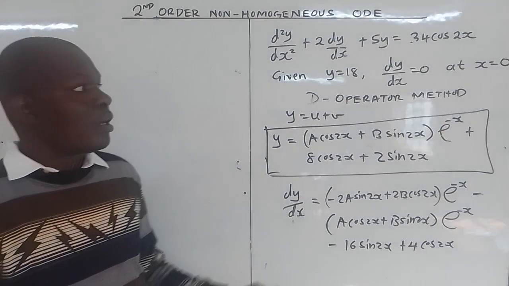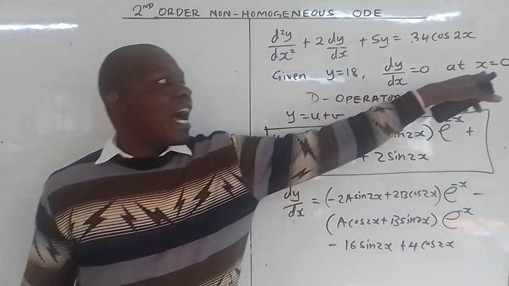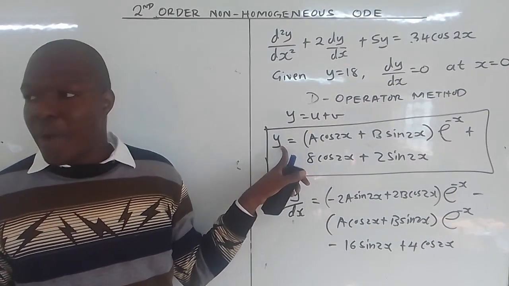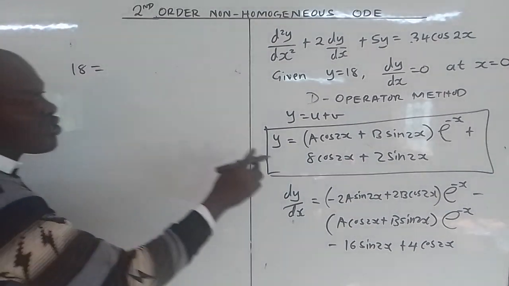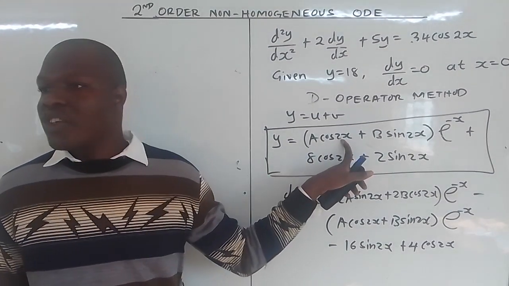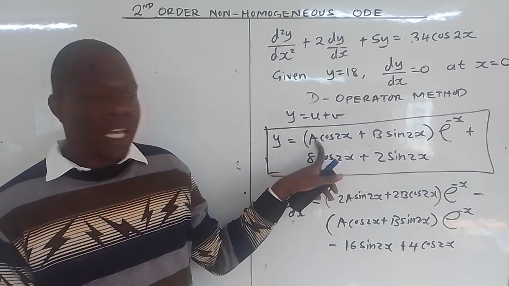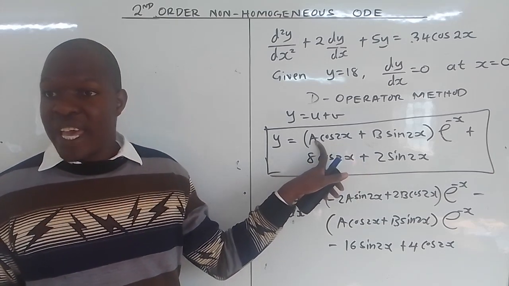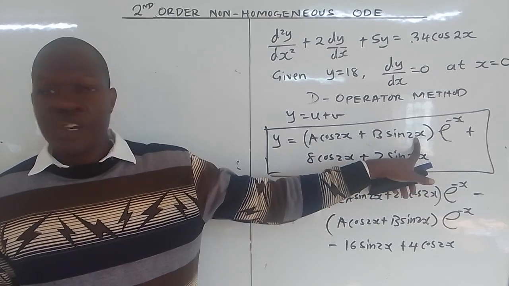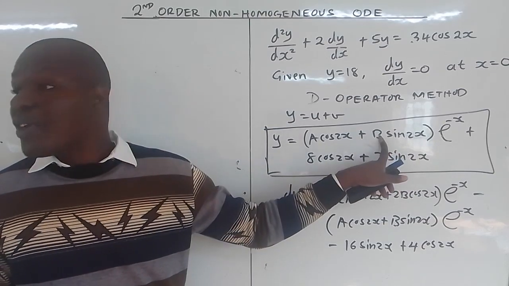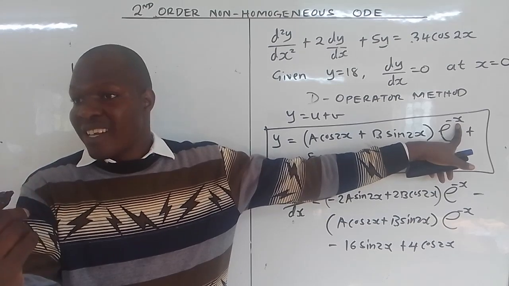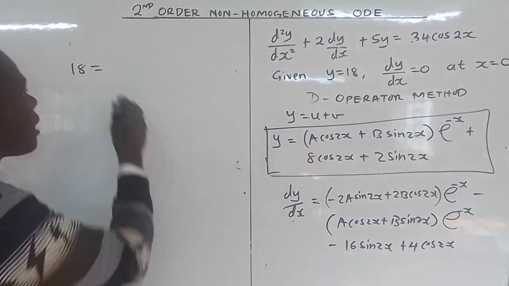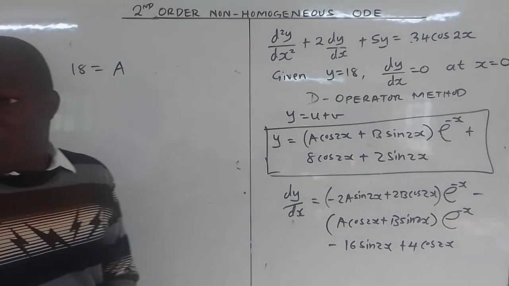When y is 18, x is 0. So let us substitute there. Where there is y, we put 18. So we have 18 equals, while x equals 0. What is cos 0? 1. 1 times a, so you remain with a here. Since sine 0 is 0, the whole of this bracket will remain with a, isn't it? Then exponential 0, anything raised to power 0 is 1, so the whole of this term will just remain with a when x is 0, isn't it?